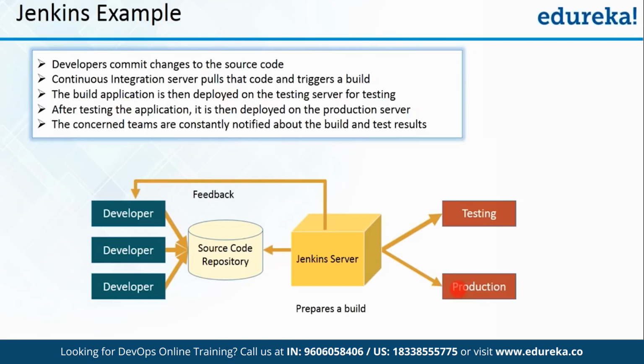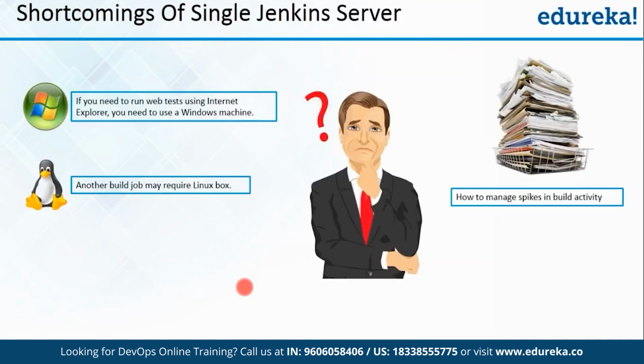Alright, so now let us move forward and see what are the disadvantages of this one single Jenkins server. So there are 2 major disadvantages of using one single Jenkins server. First is, you might require different environments for your builds and test jobs. Alright, so at that time one single Jenkins server cannot serve our purpose. And the second major disadvantage is, suppose you have heavier projects to build on a regular basis. So at that time, one single Jenkins server cannot simply handle the load.